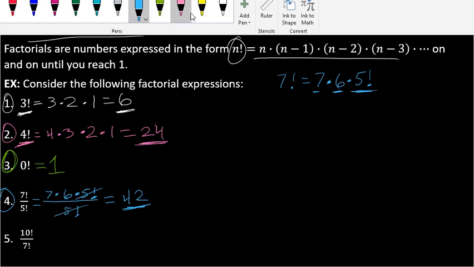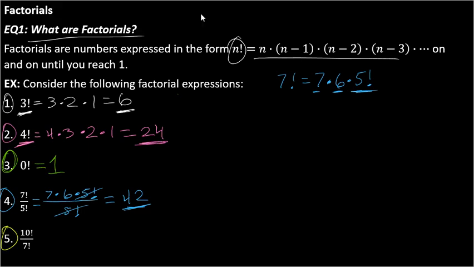Okay, and last example that we're going to look at. Same idea here. 10 factorial over 7 factorial. Well, let's shorten this down and use the same little shortcut that we used a second ago. So 10 times 9 times 8 times 7 factorial over 7 factorial. Those will cancel. 10 times 9 is 90. 90 times 8 is 720. So 10 factorial over 7 factorial is 720.